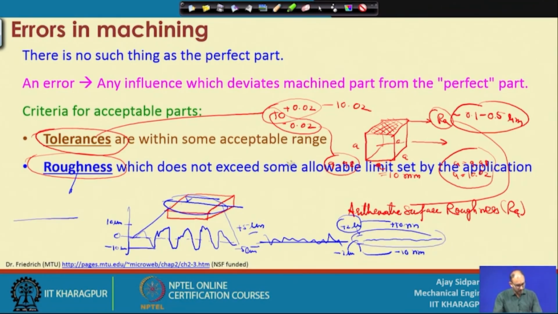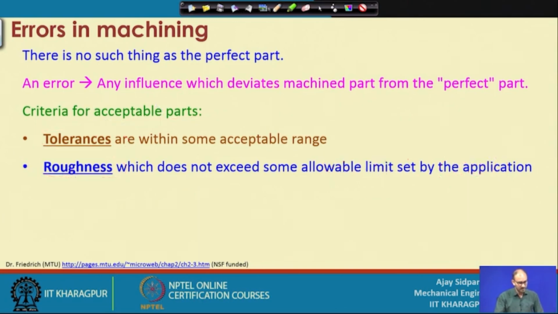The only thing which will tell us whether it is an acceptable part or not is that we have to finalize which particular roughness is okay or allowable for a particular application. So, we decide a criterion for acceptance in terms of roughness by mentioning a value of the roughness. Then the shape which satisfies the application.